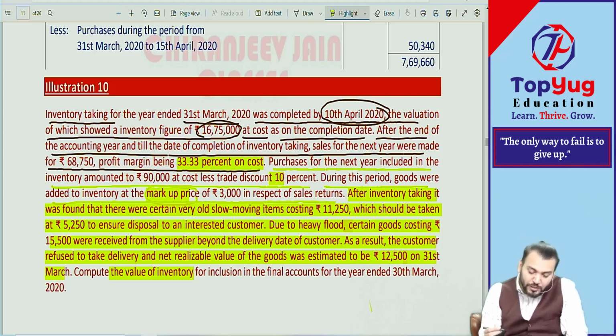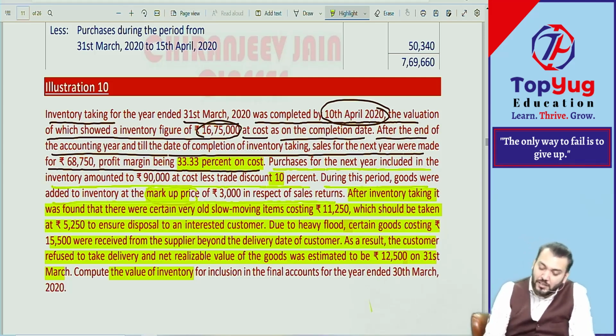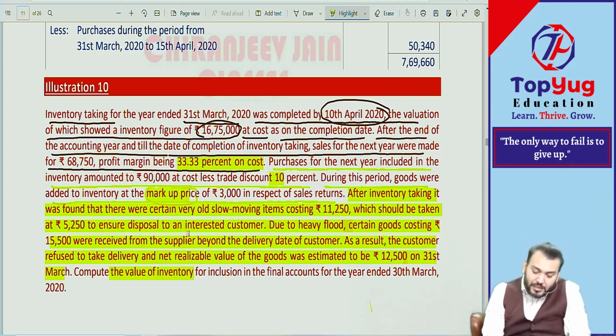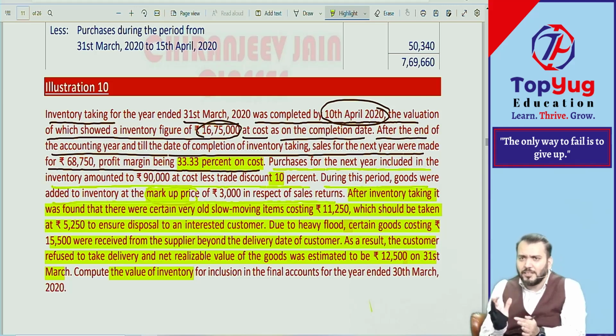Now they have given two pieces of information. If you read, you'll understand. After inventory taking, it was found that certain goods were slow moving items. Slow moving item. You know slow moving item? Have you seen any item which moves slow?